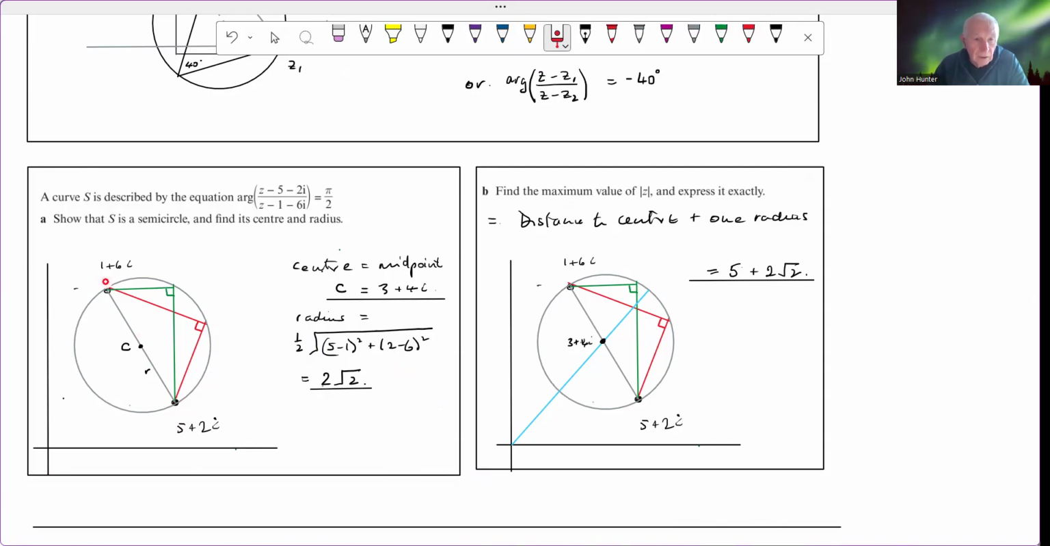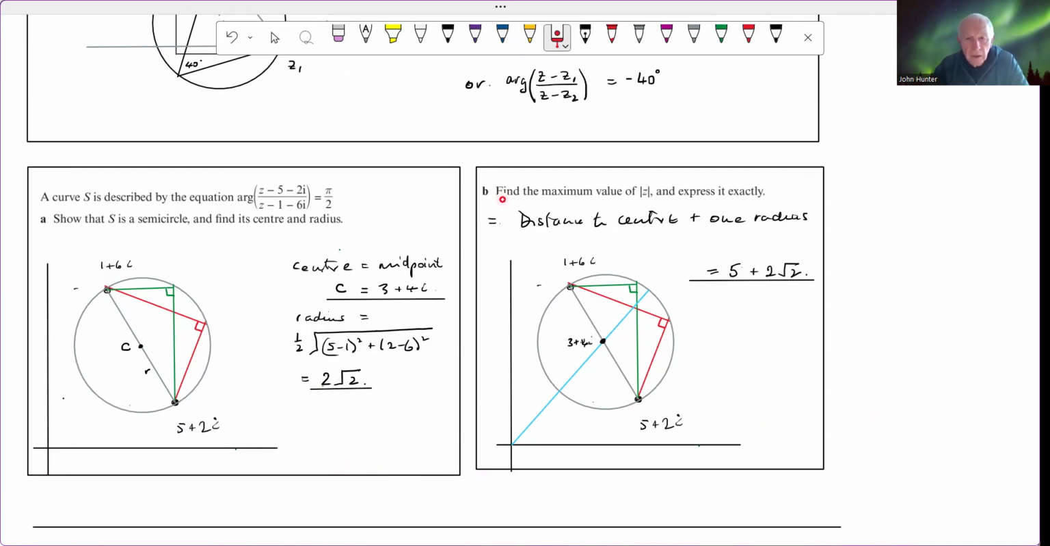Now, the center of that is going to be the midpoint of this point and that point, which is 3 plus 4i. And then the radius, we can just calculate: if we apply Pythagoras to these two endpoints of the diameter to find the diameter, square root of that lot, and then take half of it for the radius, then we're going to end up with 2 root 2. So that is the radius of the circle. Right, so that is that.